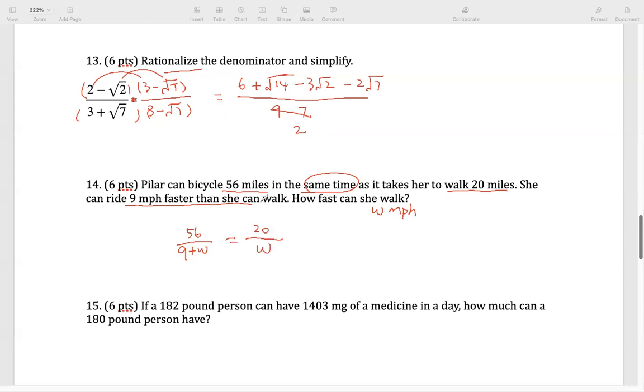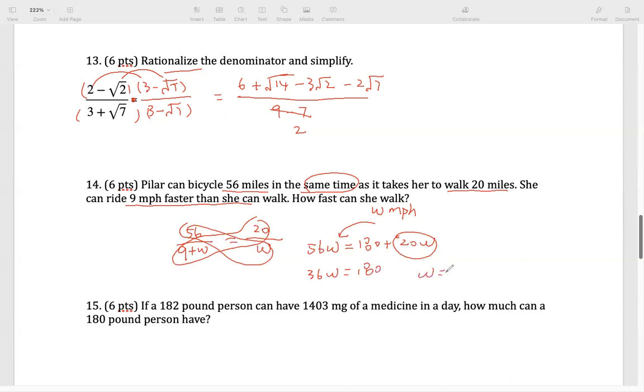Well, that's over W. So now we just cross multiply. Okay, so we get 56W equals 20 times 9 plus W. So 20 times 9, 180. 20 times W is 20W. Move 20W to the other side. 56W minus 20W, that's 36W equals 180.